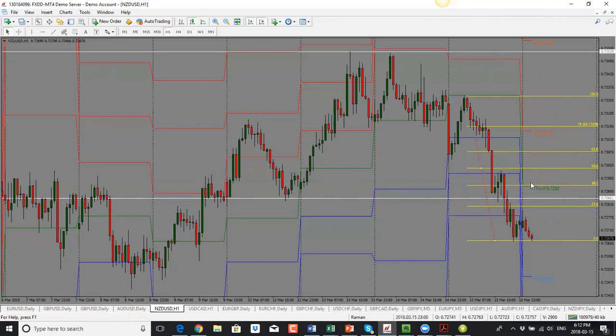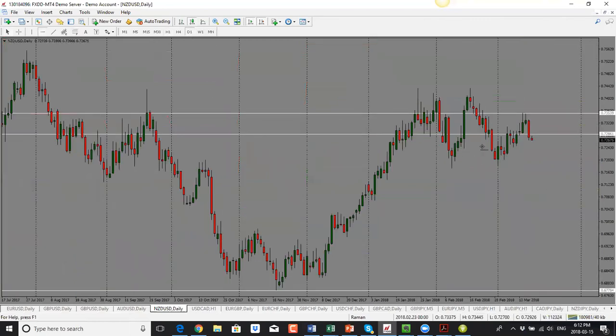So the bias here will be to the downside for New Zealand dollar as well, and 0.7200 would be our target to the downside.